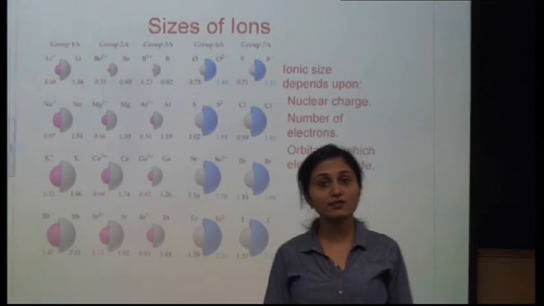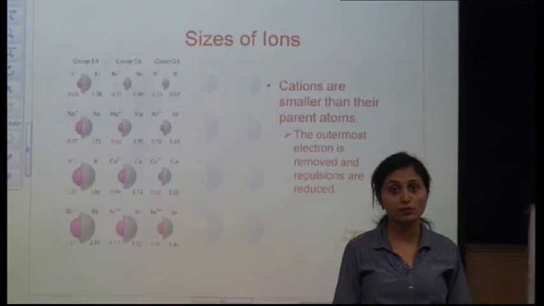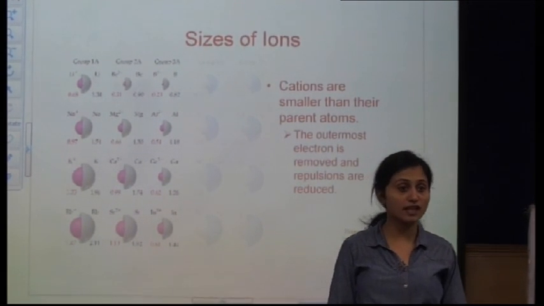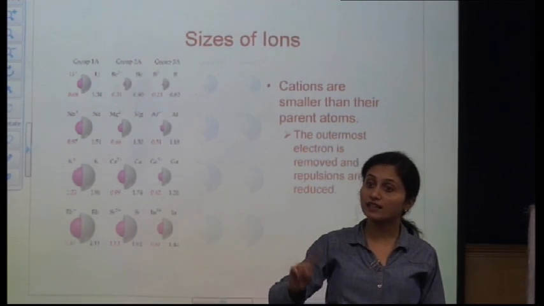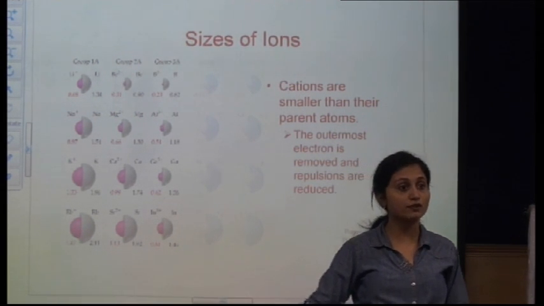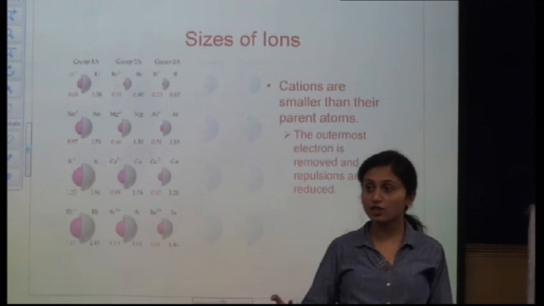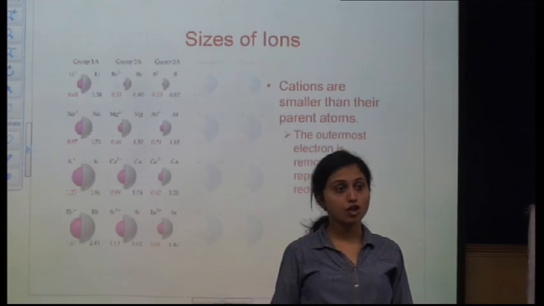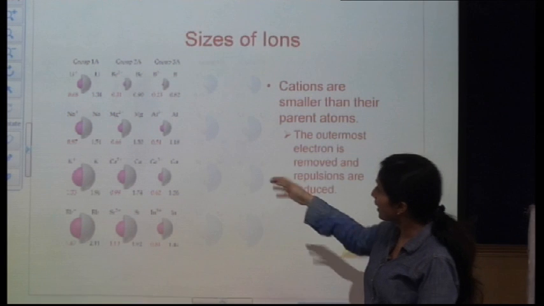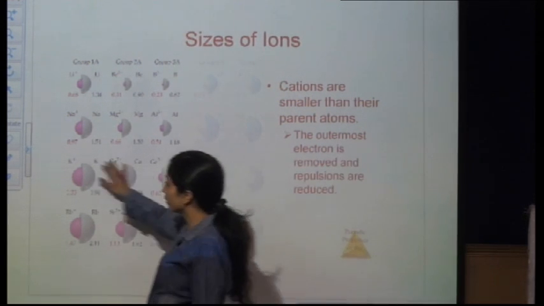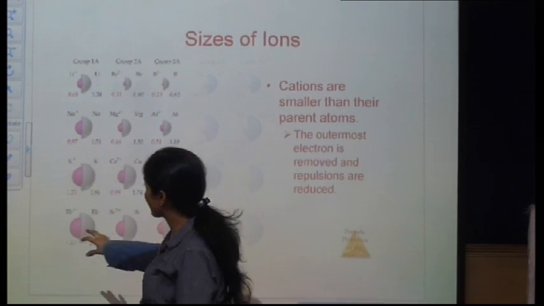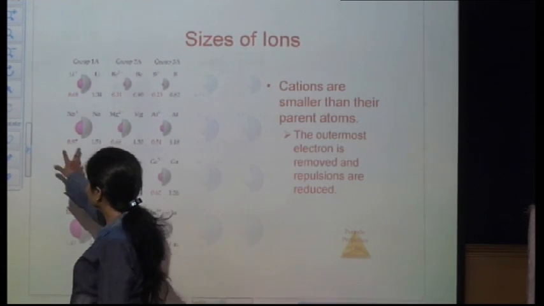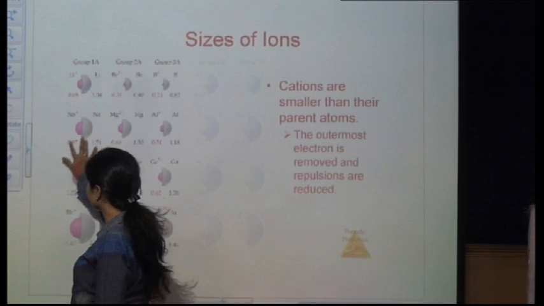So remember that whenever we talk about the ionic radius, the radius of the cations will be smaller than that of the normal atoms, and the radius of the anion will be greater. So ionic radii is basically the radius that is calculated for the ions.